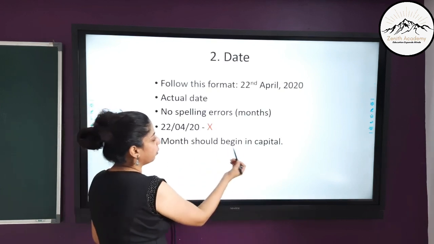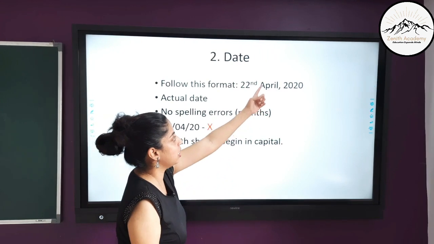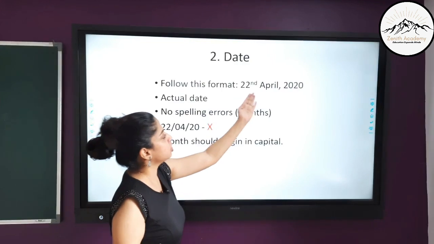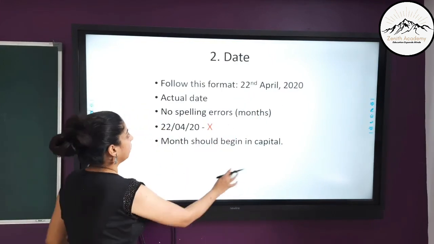The month should begin in capital. Here, April, you can see I have written a capital A. So the months should be written with a capital. If you just follow this format you get half a mark.